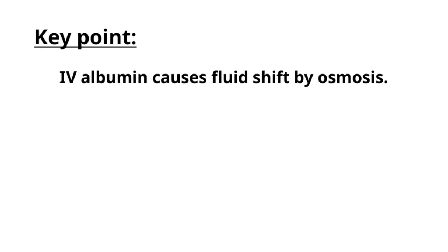So, let's talk about how intravenous albumin works in terms of fluid movement. When you administer albumin, it causes a fluid shift by osmosis. Essentially, the albumin creates a higher concentration of osmotic pressure within the blood vessels. This means water from the surrounding tissues or interstitial space moves into the bloodstream. This process is crucial because it helps restore circulating blood volume, especially in cases of hypovolemia or edema.